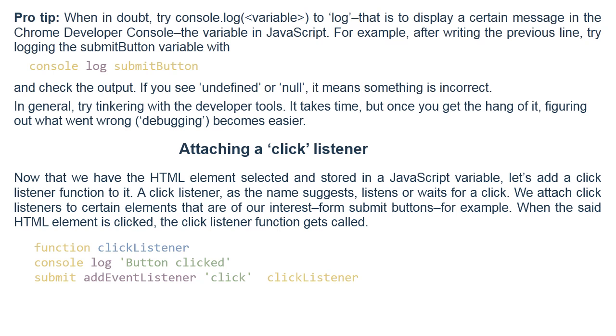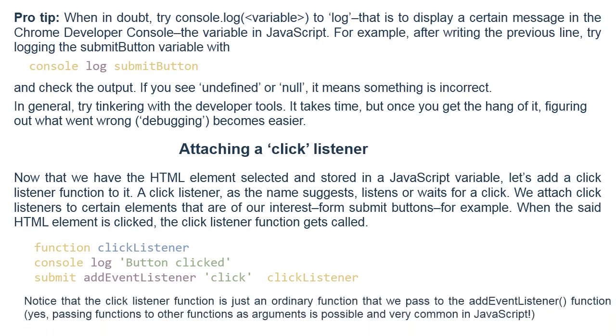function clickListener() { console.log("button clicked") }; submitButton.addEventListener("click", clickListener). Notice that the click listener function is just an ordinary function that we pass to the addEventListener function. Yes, passing a function to another function as an argument is possible and very common.